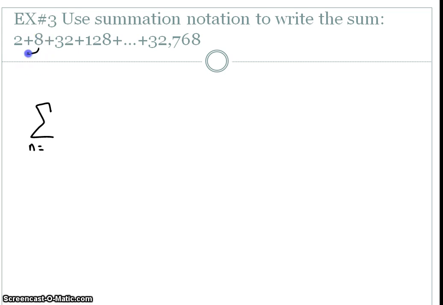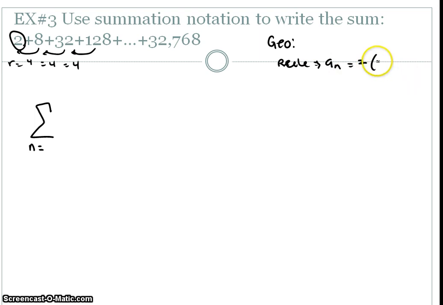So we're going to see if we have a common ratio, because this is geometric. Okay, so 8 over 2 is 4. 32 over 8 is 4. 128, if we divide that by 32, we get 4. So my r is 4, my a1 is 2, so we know that it's geometric, and the geometric rule is a sub n is a1, or 2, times your r to the n minus 1. So we always put the rule here. So it's 2 times 4 to the n minus 1.